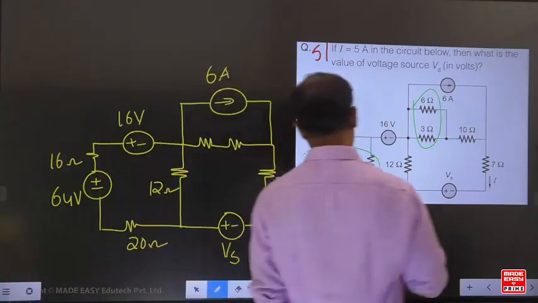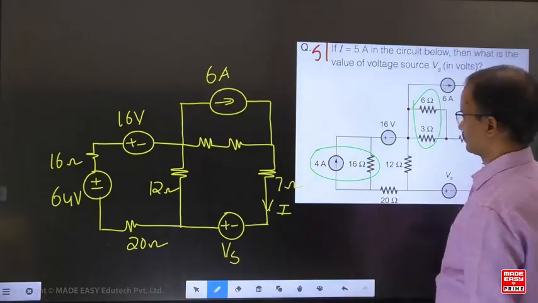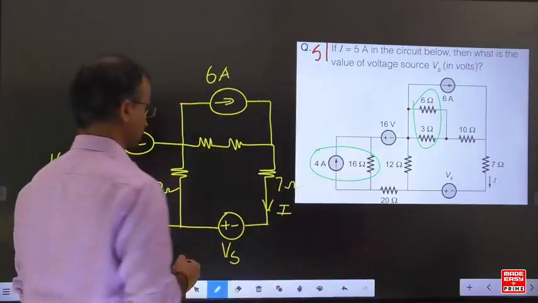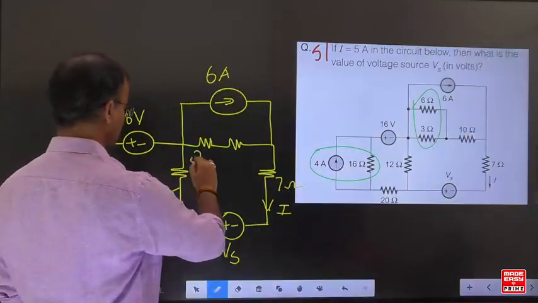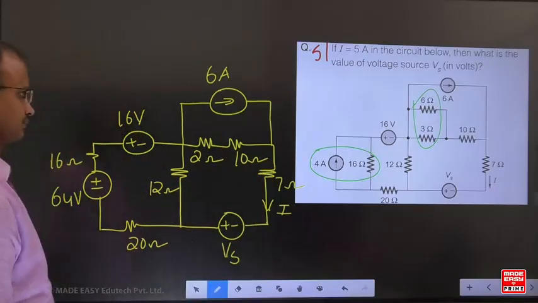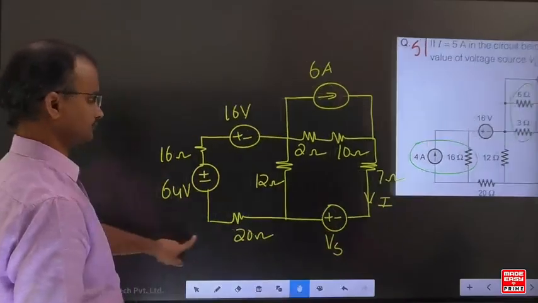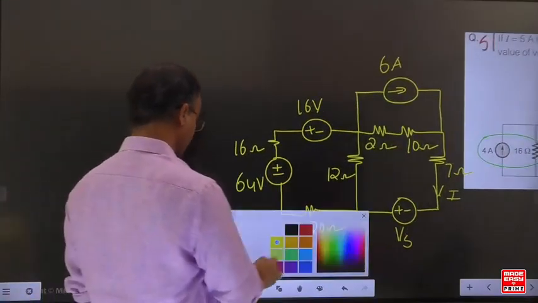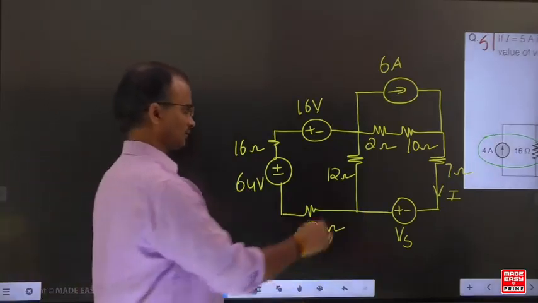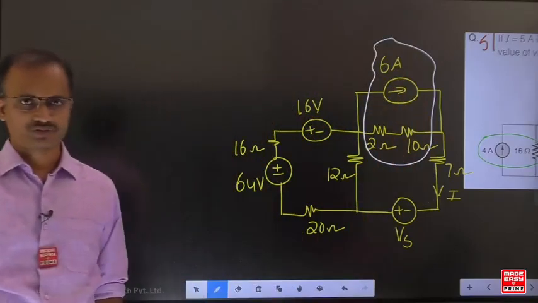In this example, can you convert this current source into an equivalent voltage source? The 6 and 3 are both connected in parallel. What is the equivalent? It is equal to 2. Let us simplify further. Can you convert this current source into an equivalent voltage source?